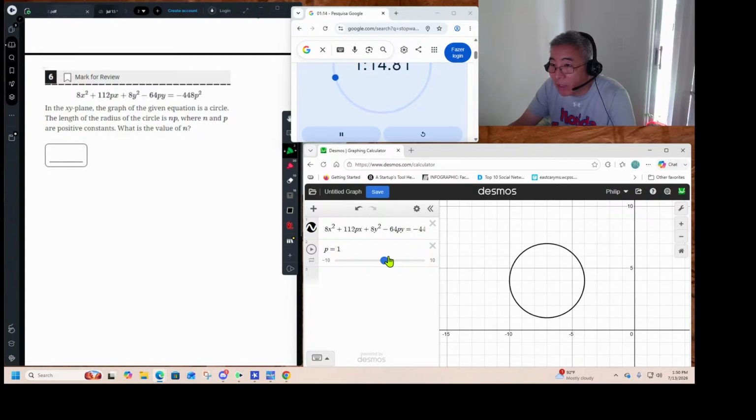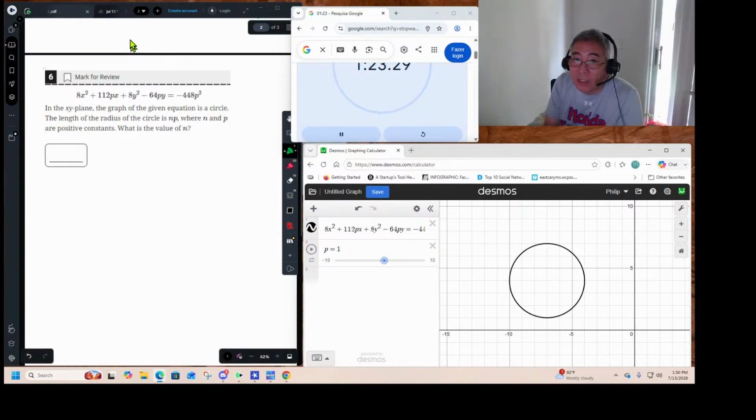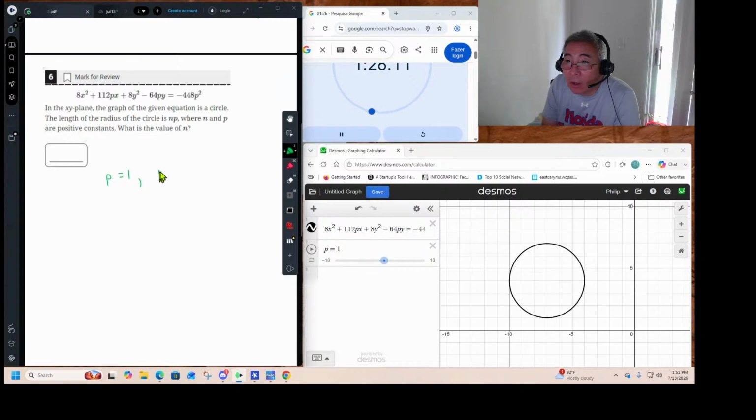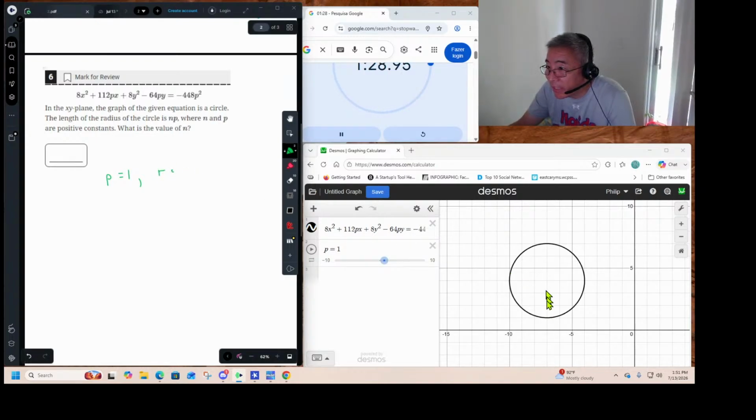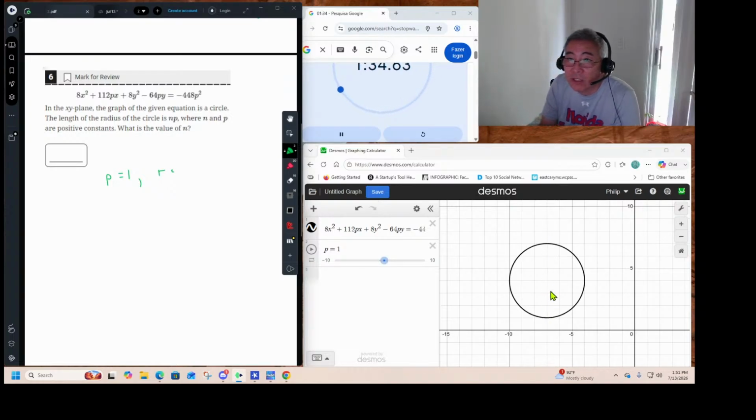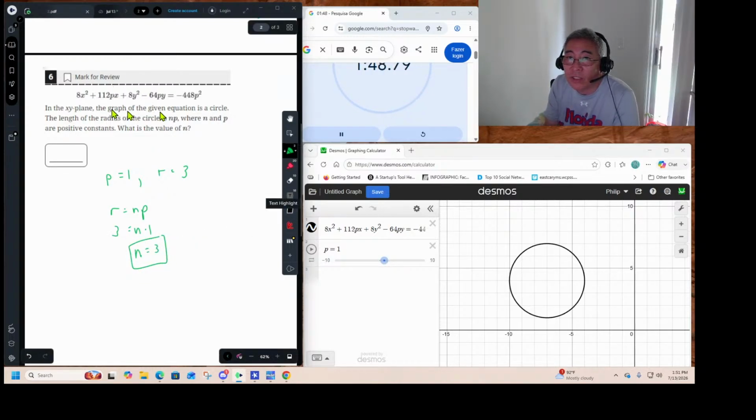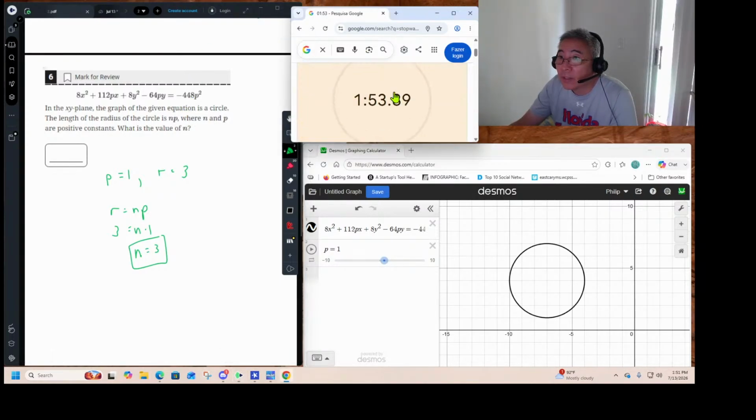So let's set p to 1, because that would be the easiest thing to calculate, and if we need to, we could change it to something else. But when p is 1, r happens to be, and this is really easily countable with blocks, 3, right? It's 6 across, which is the diameter, 3 is the radius. Then they say that r is np, and p is 1, and r is 3, so n is 3, okay? And we've done that without understanding x² + y² = r², and we're done. And that was 2 minutes.